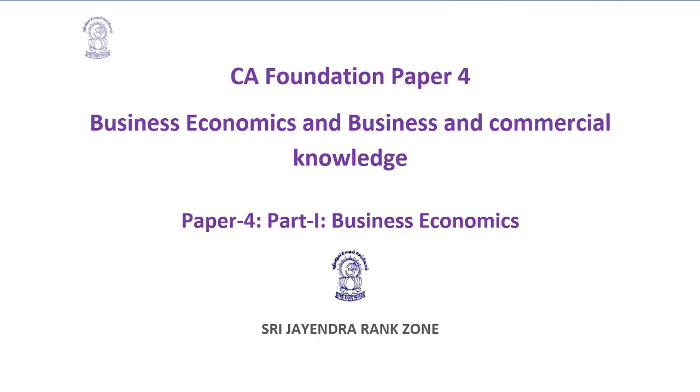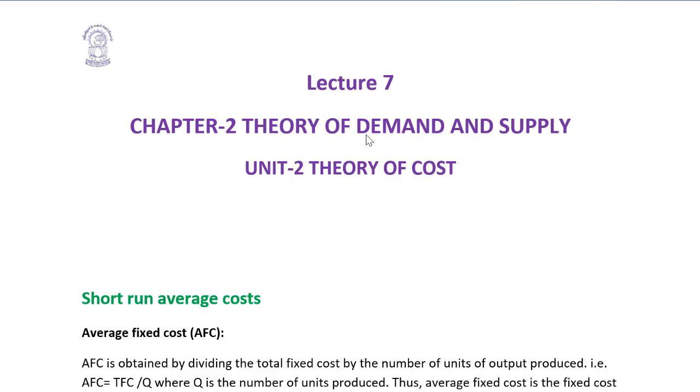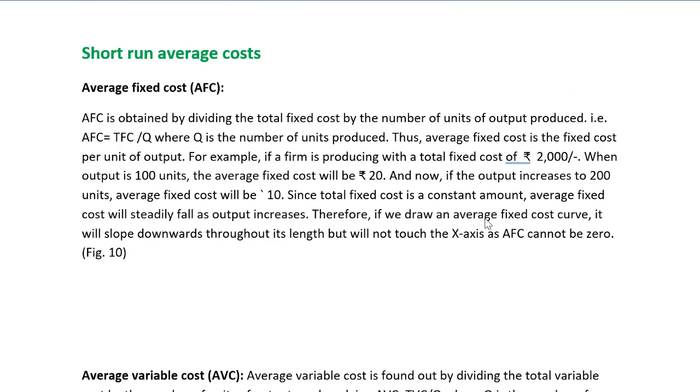In this lecture, we'll continue with Chapter 3, that is Theory of Production and Cost, and in particular, we'll continue with Unit 2, that is Theory of Cost. All the concepts will be covered in the coming series of lectures. So let us begin now. This is lecture number 7. The first concept that we are going to discuss today is short run average cost.